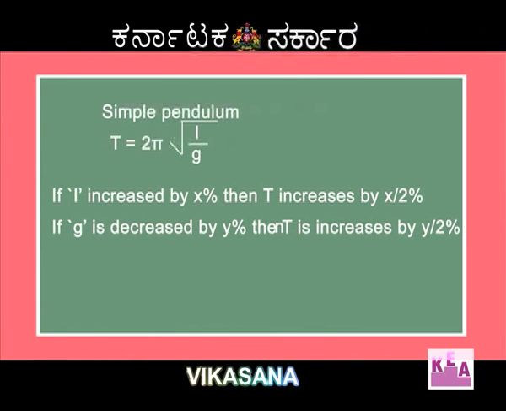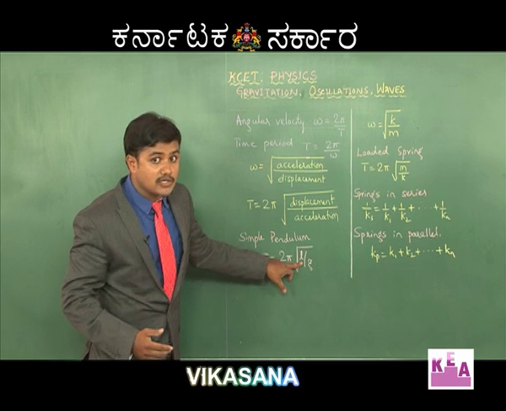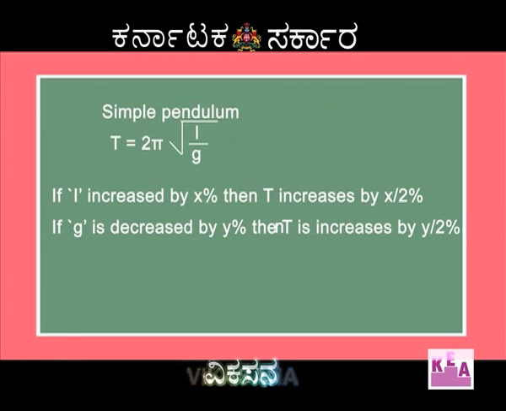And a very famous question: what happens to the time period of a simple pendulum when the length of the pendulum is increased by x%? Students can use a shortcut here. If the length of the pendulum is increased by x%, then its time period also increases by x by 2%. Similarly, T can also be changed by changing g. If g is reduced, T increases. Similarly, if g is reduced by y%, then time period is increased by again y by 2%. Remember that the by 2 factor is because of this square root.